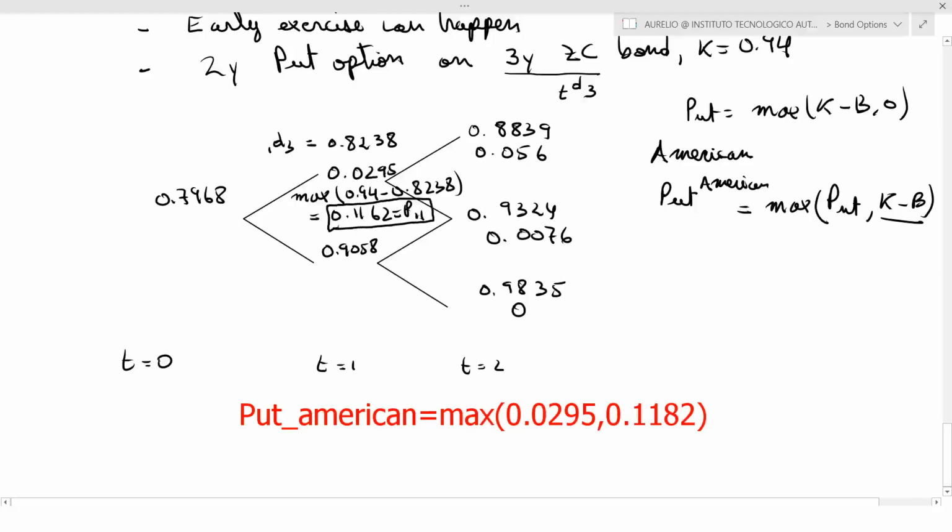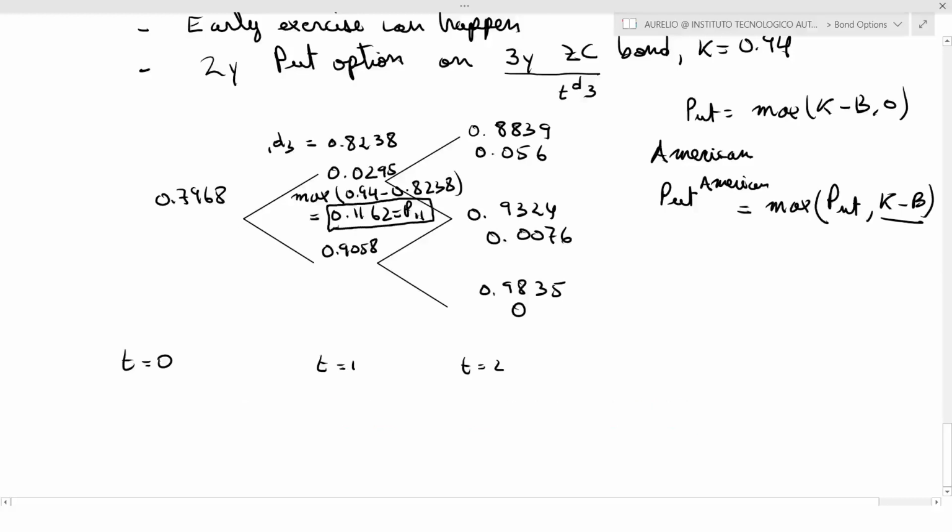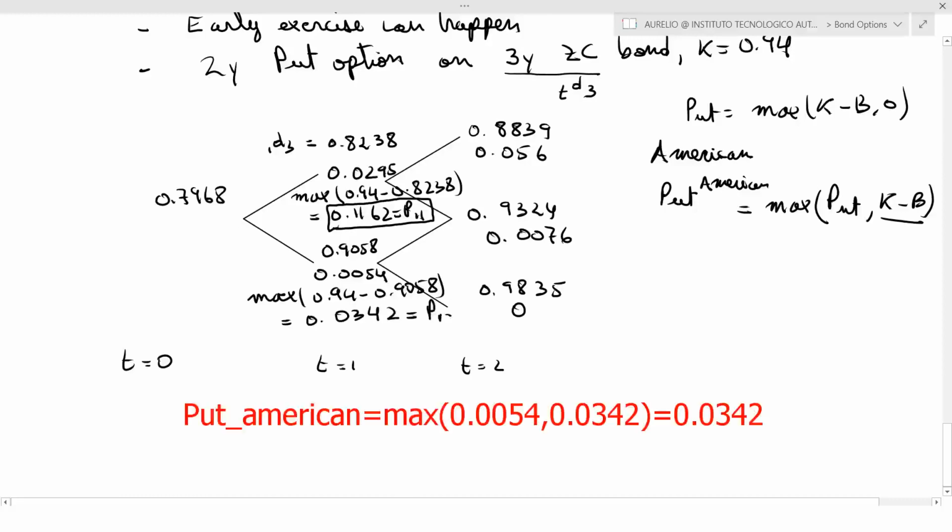Now, in the down scenario, again, from before, I know that the price, if I do synthetic replication of these two prices, is going to be 0.0054. And then if I exercise my option at this node, it's going to be the maximum between strike 0.94 minus 0.9058. And then I'm going to get 0.0342, and this is going to be my option price in this case because this one is larger, so I would rather take this value, the big value, than the small one. So I would exercise my option according to the tree.